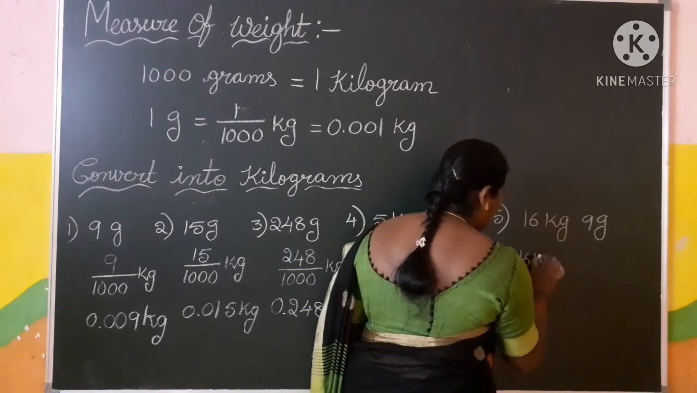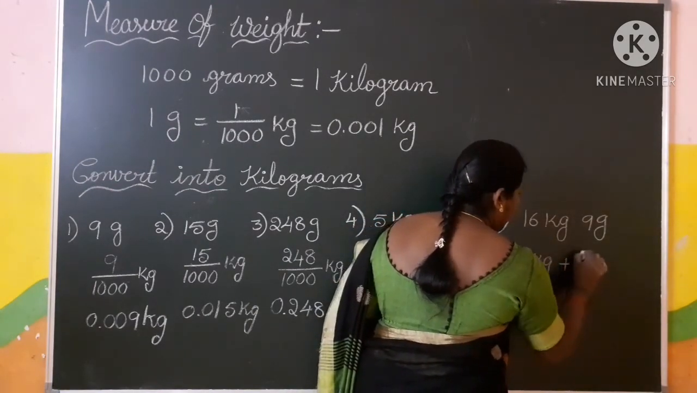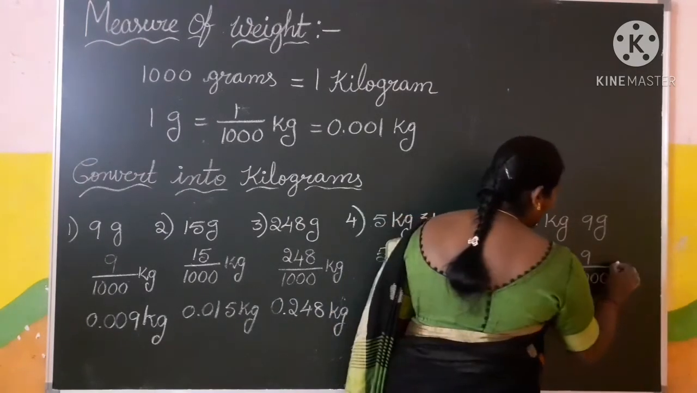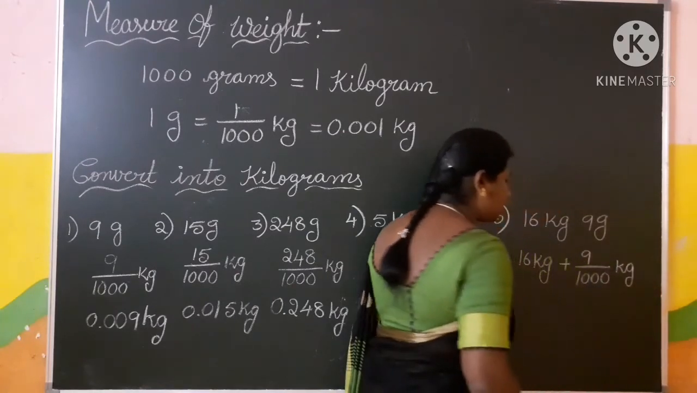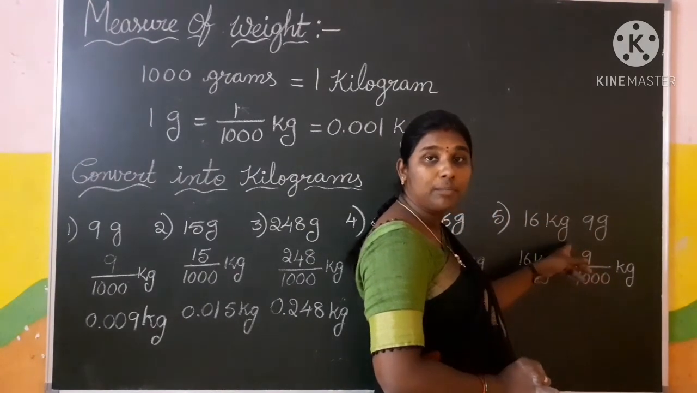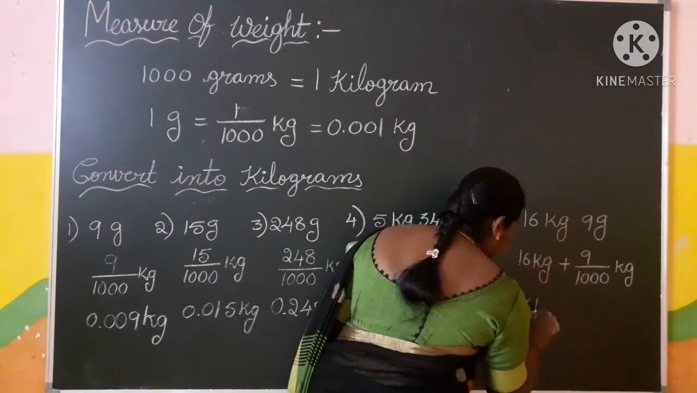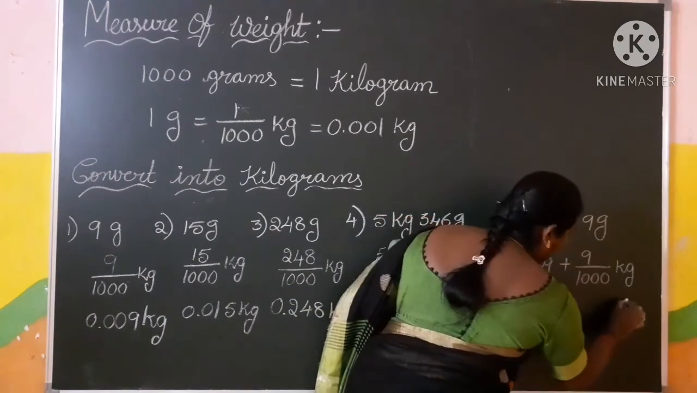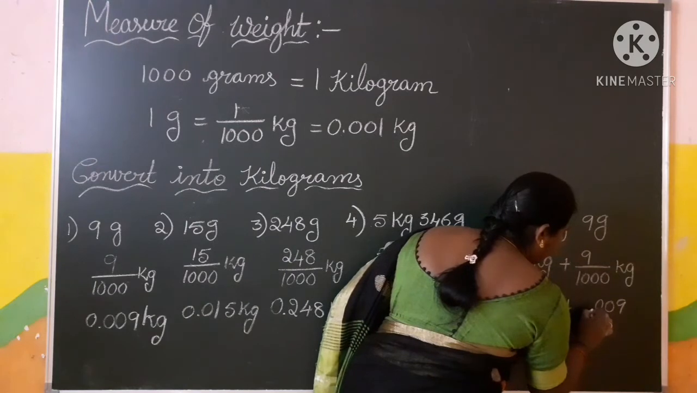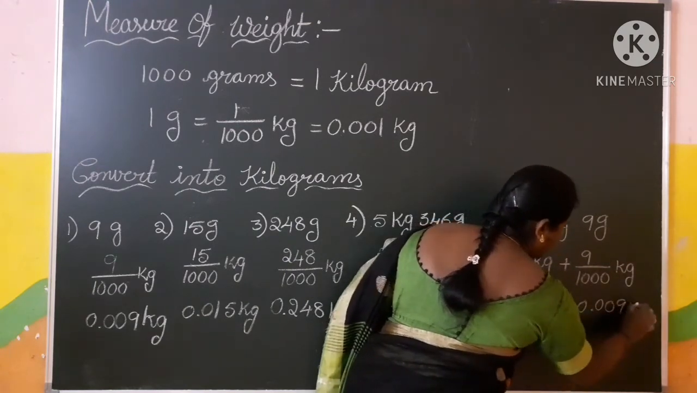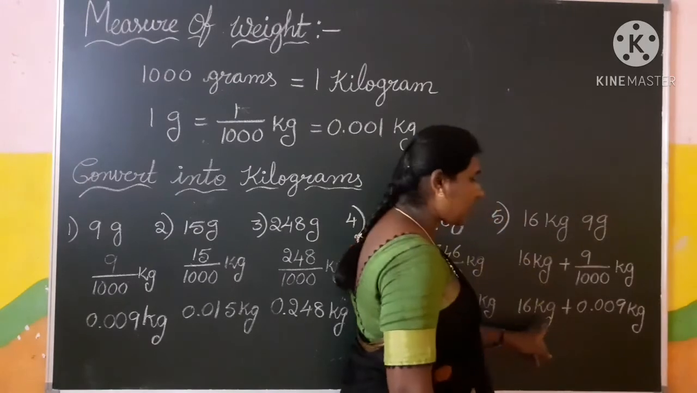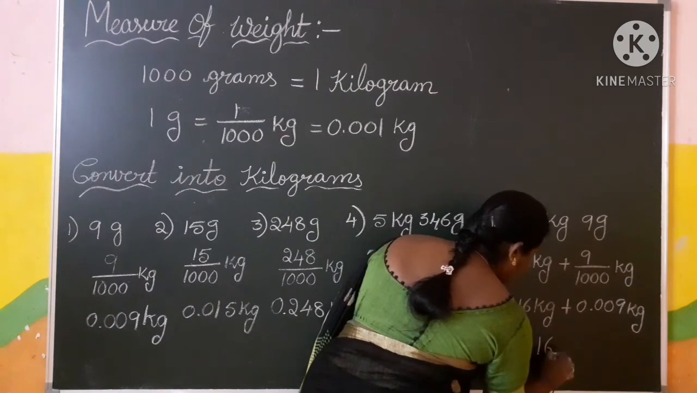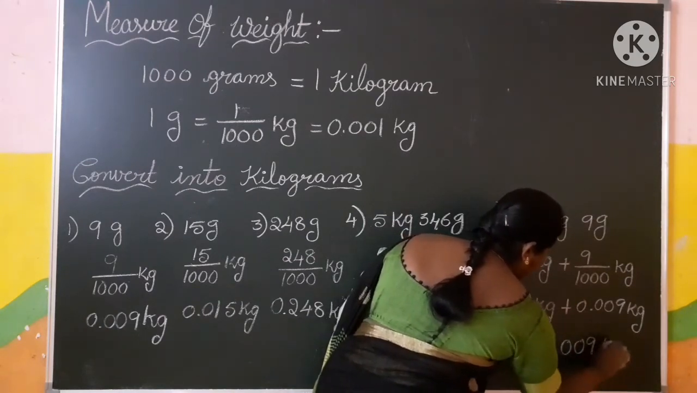Next 16 kg 9 grams. 16 kg plus 9 grams, 9 by 1000 kg. Denominator 3 zeros, so 3 numbers before the point. So 16 kg plus, but there is 1 number in the numerator, for the remaining 2 numbers we should write zeros. 9, 0, 0, here 0.0. 0.009 kg. So 16 kg plus 0.009 kg, both add, 16.009 kg.